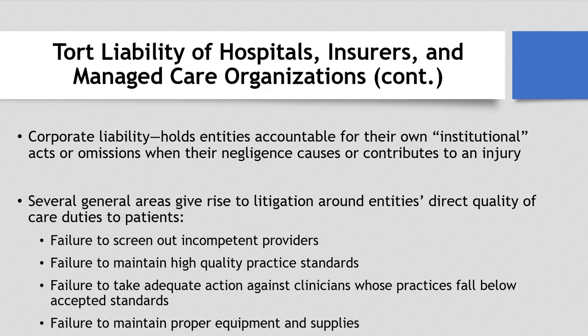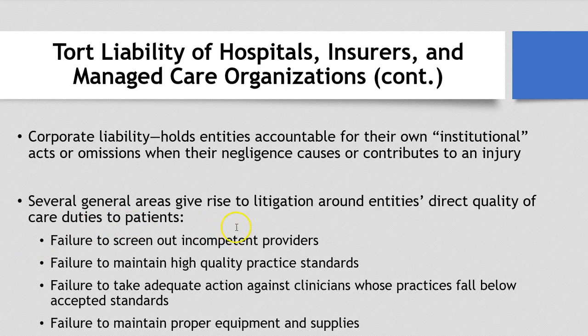Now, next is the concept of corporate liability. As opposed to vicarious hospital liability, which is predicated on the negligence of individual health professionals, corporate liability holds the hospital accountable for its own institutional acts or omissions. So the idea here is that a hospital can also be held liable when its own negligent acts as a corporation contribute to or cause a patient's injury.